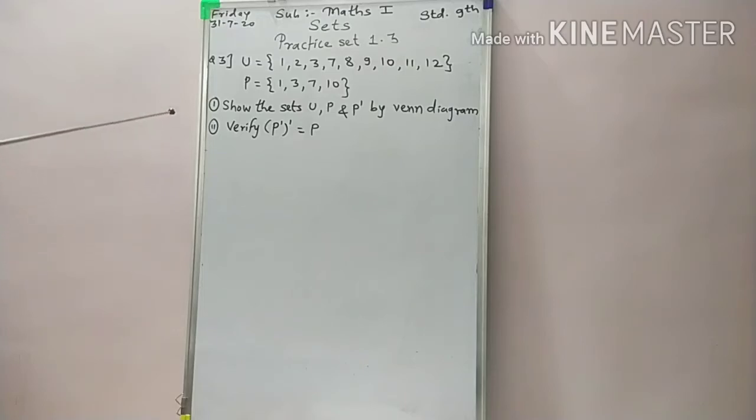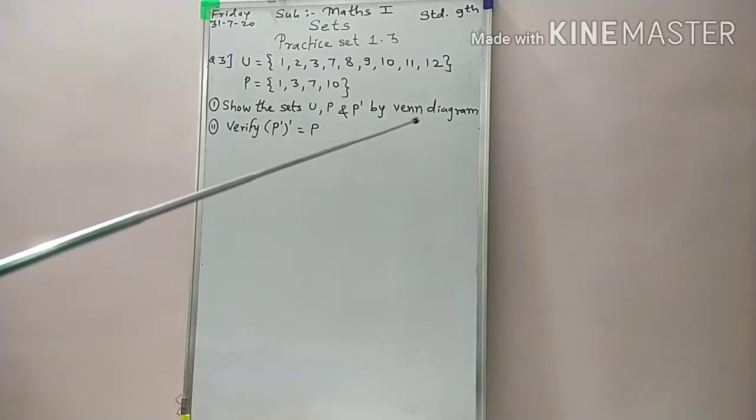Okay, now we try for that third example of practice set 1.3. We are given two sets: the universal set having the elements 1, 2, 3, 7, 8, 9, 10, 11, 12, and set P having the numbers 1, 3, 7, 10. The question is, show the sets U, P and P dash, meaning complement of P, by Venn diagram.